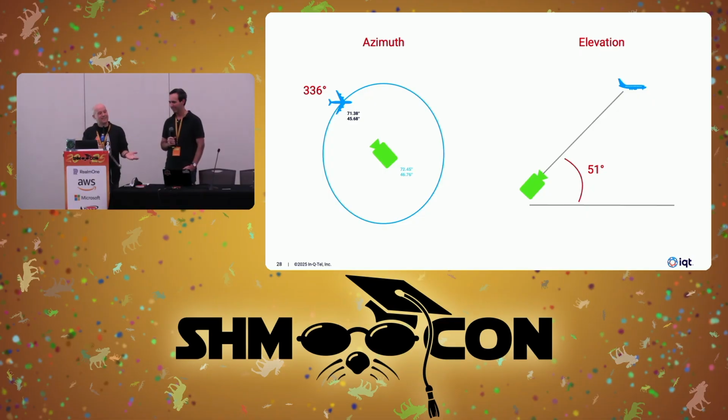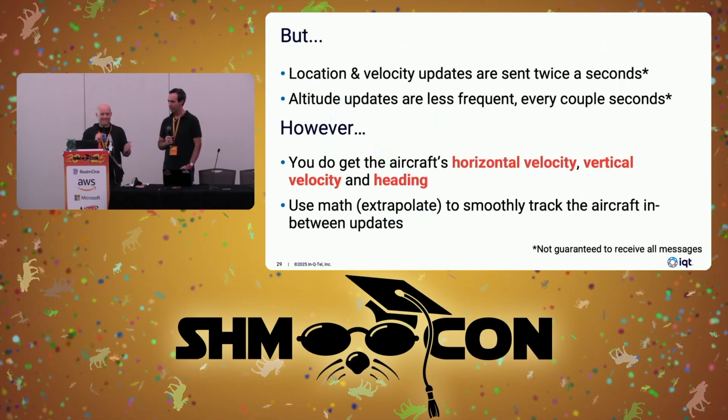With azimuth and elevation, the azimuth is the pan of the pan-tilt-zoom, and the elevation is the tilt. So every time it gets an update of where the plane is, it can then calculate where to look. But there are little tricks in here. At best, you'll get an update on location every 2 seconds, and for the altitude, it's even less frequent, maybe about every 5 seconds. And that's the best case scenario.